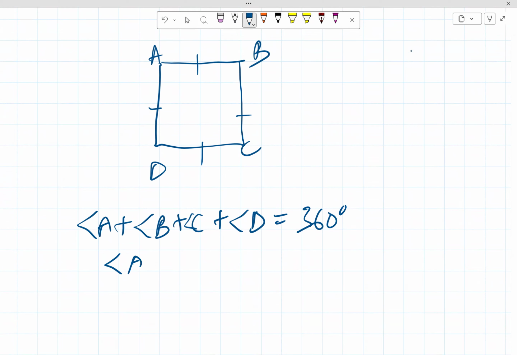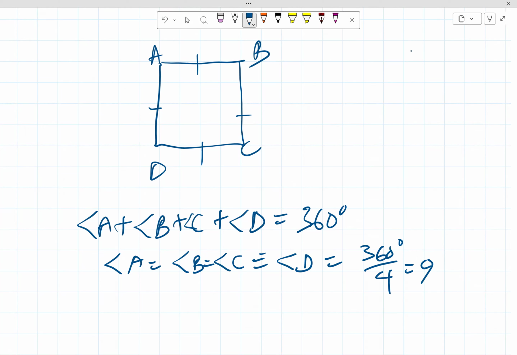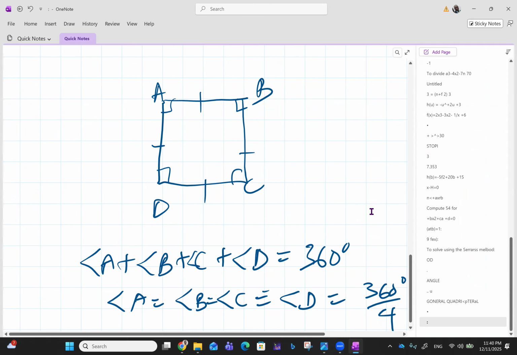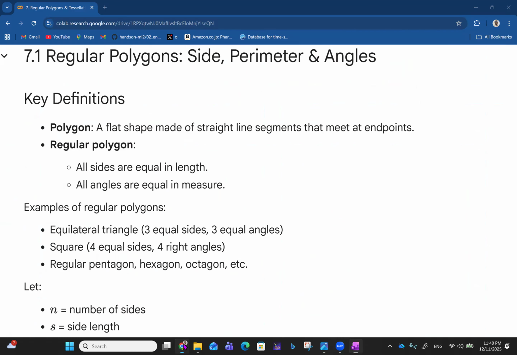So angle A is equal to angle B, is equal to angle C, is equal to angle D, and that will be 360 degrees divided by 4. So that's 90 degrees. That's why all the angles are right angles. So 90 times 4 is 360 degrees. So we have the equilateral triangle, regular polygon, square, regular polygon, and then going from pentagon upwards, we begin to talk about regular pentagon, regular hexagon, regular octagon.